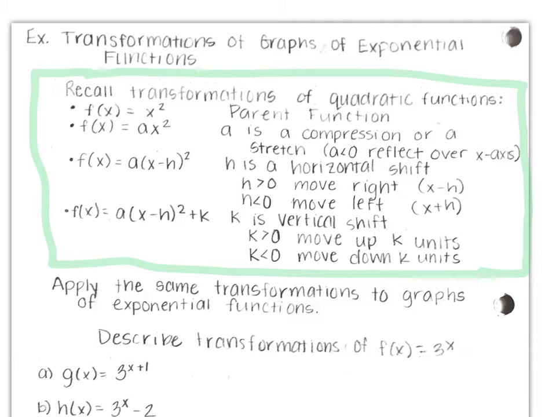So if you remember the transformations of quadratic functions, you had f of x equals x squared, and that was just your parent function. That had no transformations to it. When we multiplied that by a, you could actually write this as a times f of x. Okay, that was a times x squared, so a was a compression or a stretch. And if a was negative, it reflected over the x-axis. So a similar thing will happen with exponential functions. When we had the negative exponent, it kind of reflected over the y-axis.